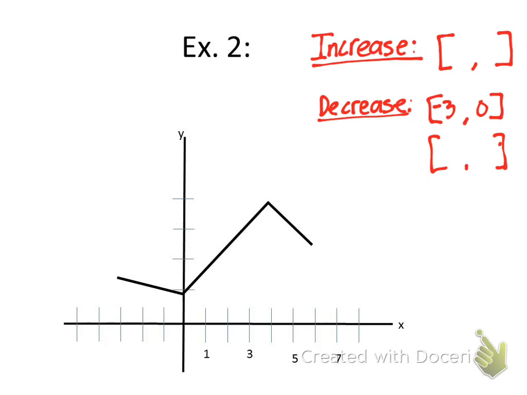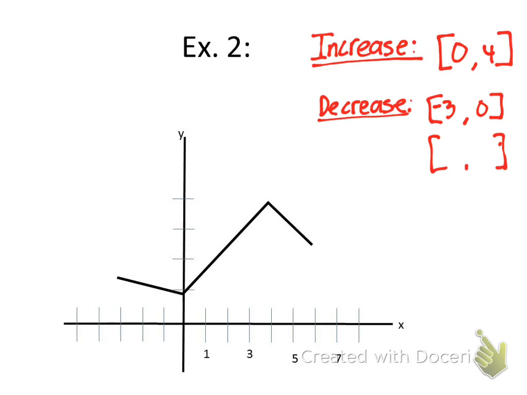Then the next section, it's starting off here, it's starting to increase from here to here. So I look at my ruler, it starts to increase at 0, and it goes all the way up to here. And I look down at the x-axis, where does it stop increasing? 4. Okay, so then I would put 0, 4 for my increase. Then it looks like it starts to decrease again.